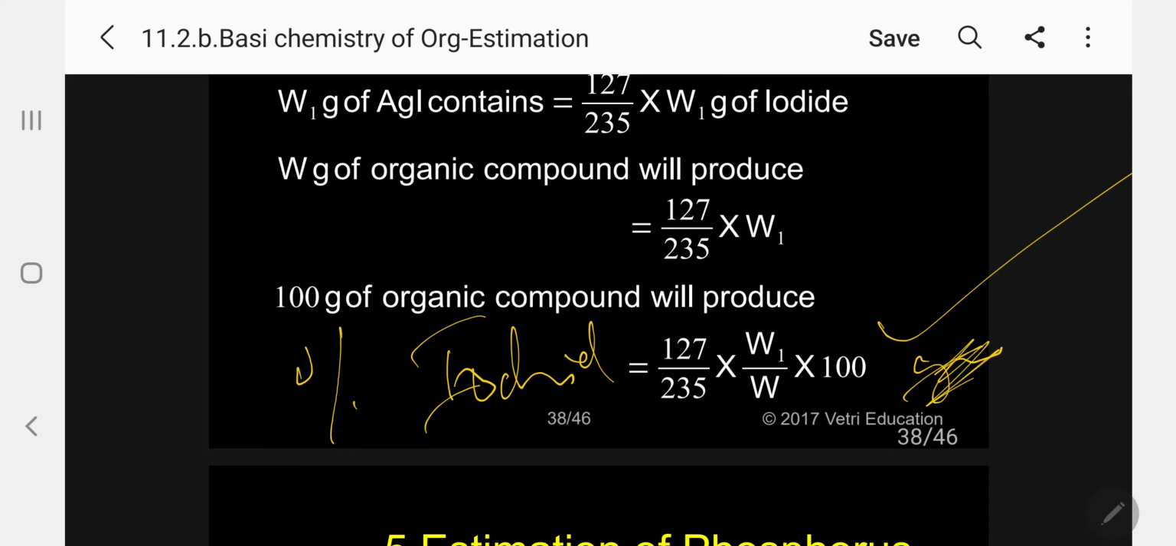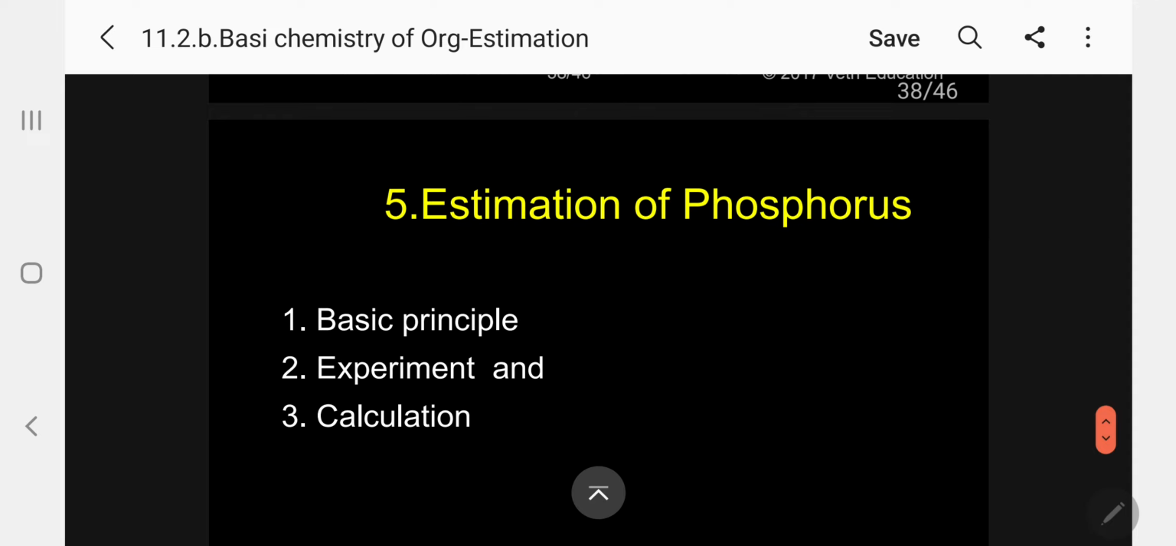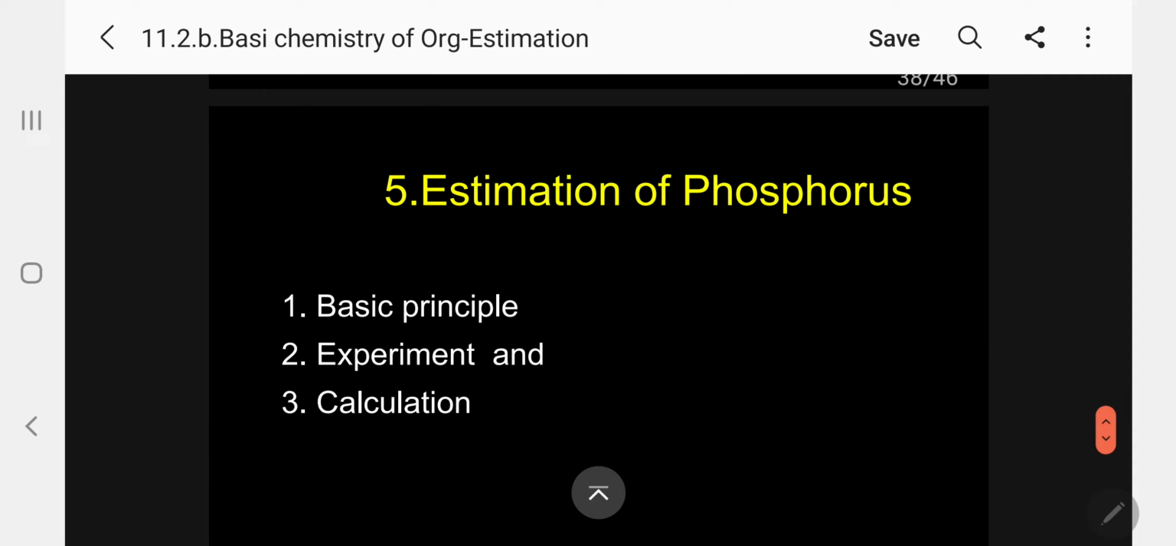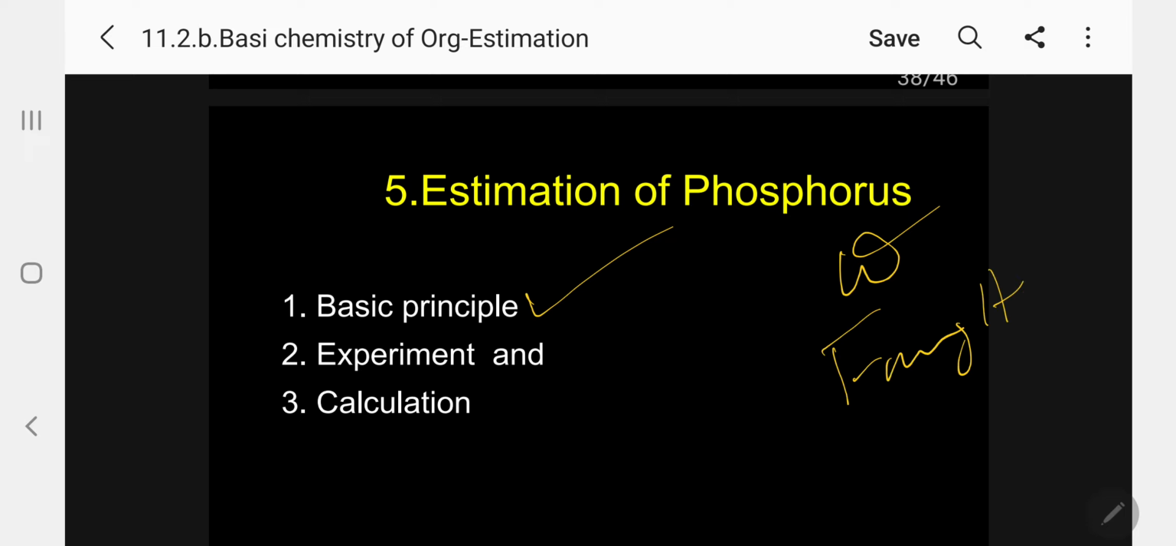Next, let me go for estimation of phosphorus. Again, the same Carius tube we are using, so the experimental part is not necessary. Only the basic principle you need. Under the basic principle, a known quantity, W grams, of organic compound containing phosphorus is heated with excess fuming nitric acid. So what will happen when it is heated? It is converted into phosphoric acid. That is the main important thing.